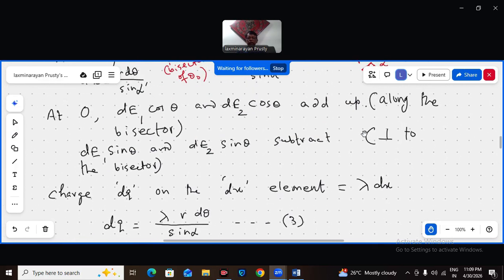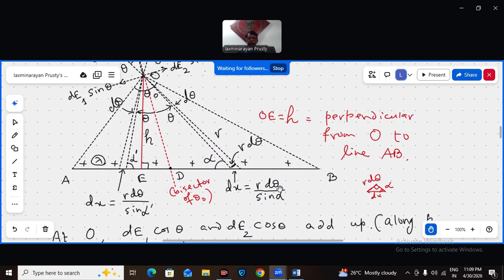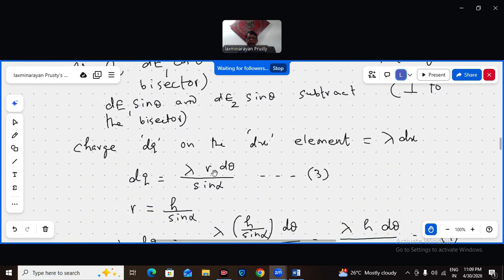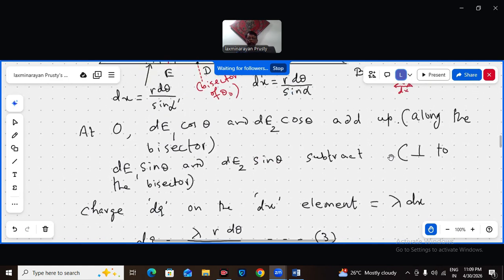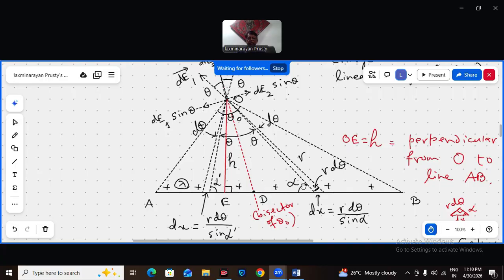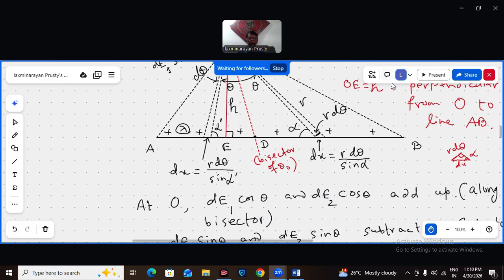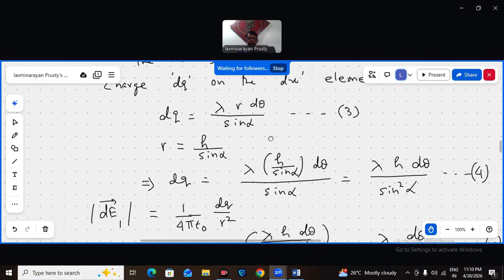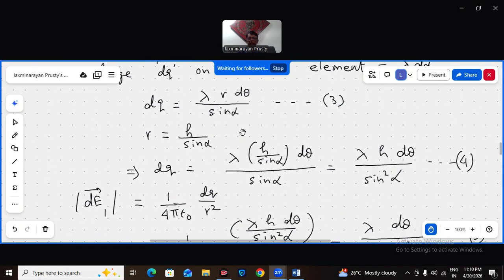So let us see the dq on the dx element, lambda into dx. That's it, lambda r d theta by sine alpha. What is this r? This is the perpendicular h, this is alpha, then r is h by sine alpha. Yes or no? So dq is lambda r d theta by sine alpha. Instead of r I'll write h by sine alpha: lambda h d theta by sine square alpha.